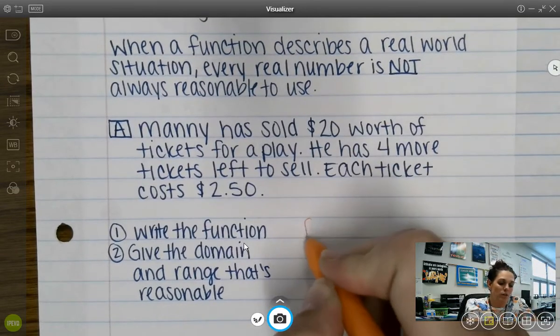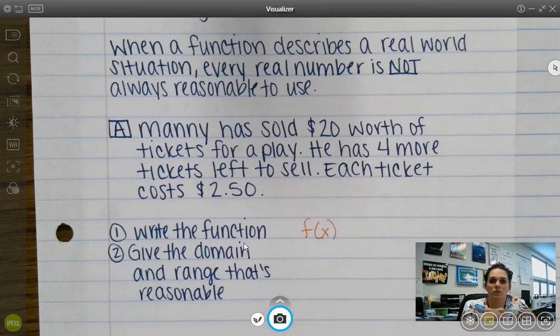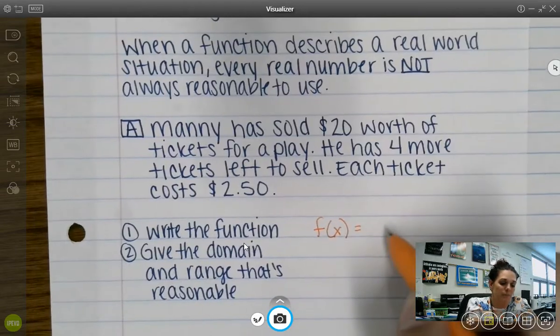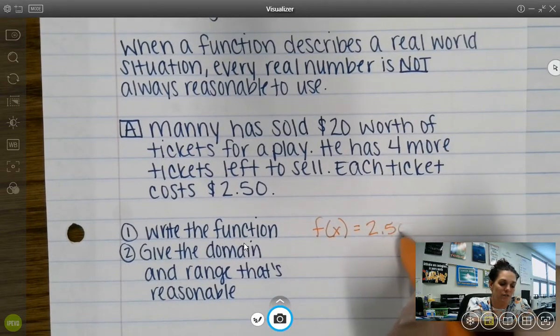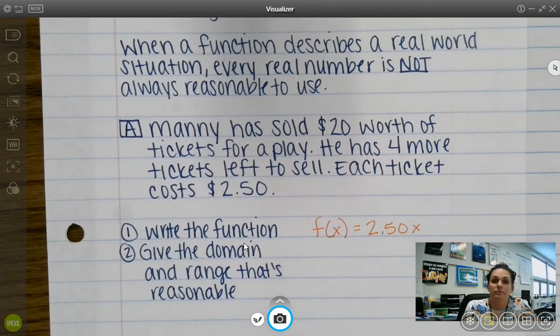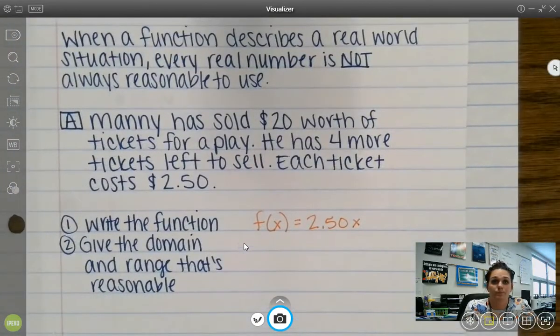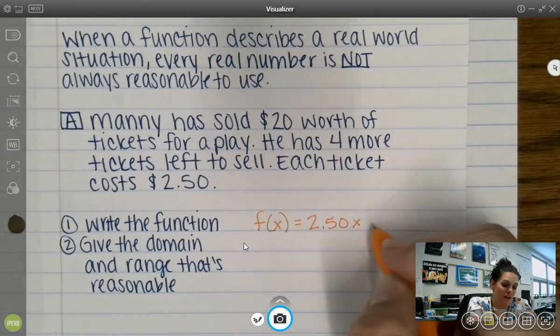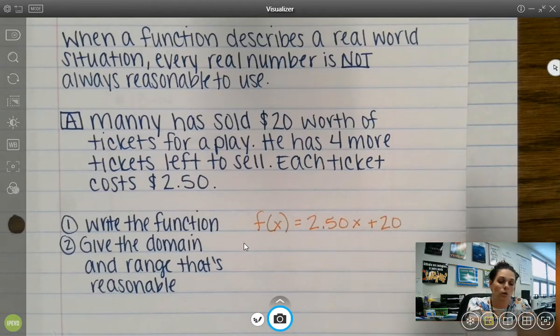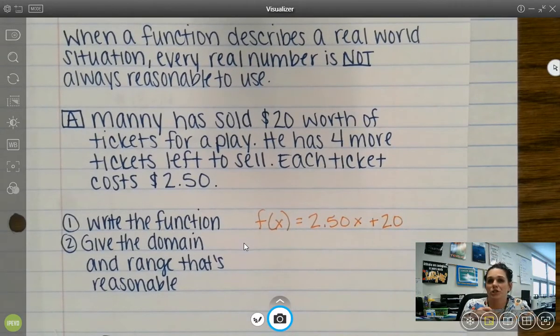Well, we need to know that his f of x, his function, his y, his result, his dependent, is dependent on the $2.50 per ticket that he's dealing with. And then the fact that he already sold $20 worth. So the question that's kind of being asked is, how much money is he earning for this play? He wants to know what is left. How much money is he actually bringing in for these tickets?